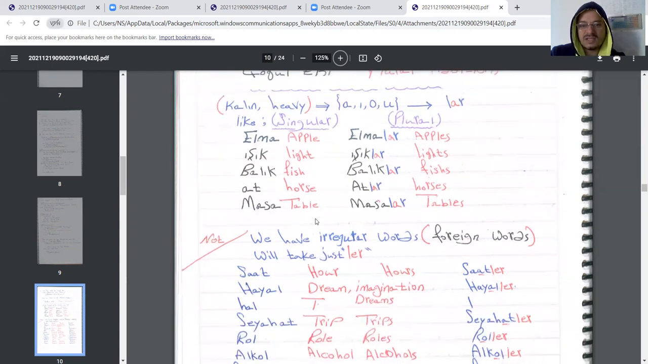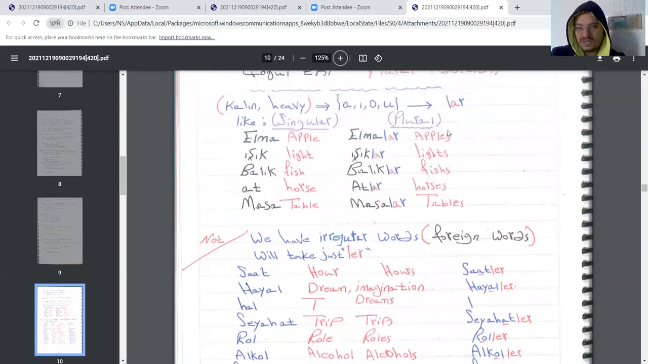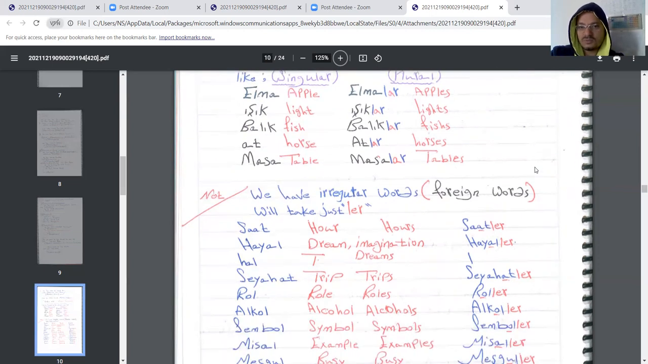We can focus on irregular situations, which exist in any language. Here we have other words that don't follow this basic form, don't follow this rule. Why? Because these are irregular or foreign words that came from another language, like Arabic, English, or Russian, and because of that we will use ler with them.